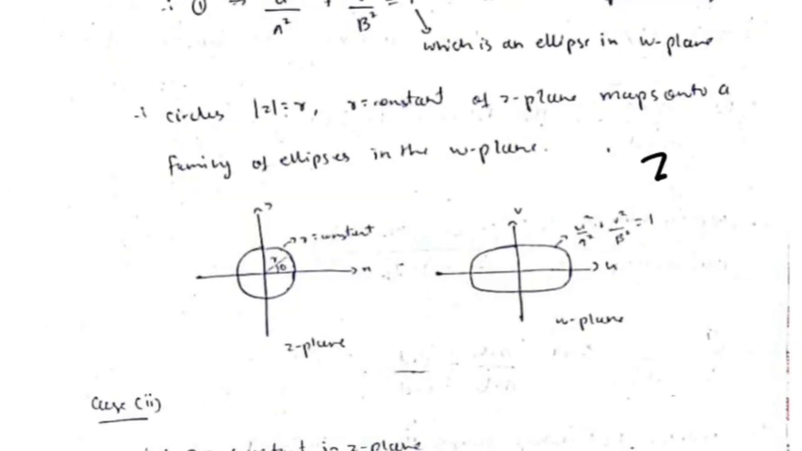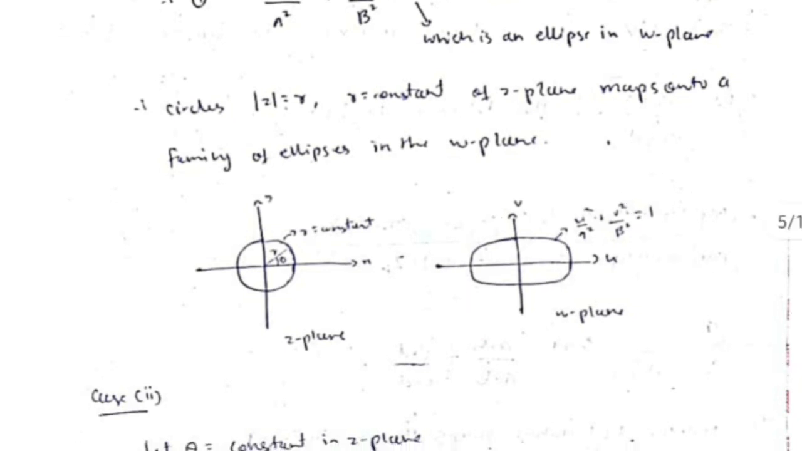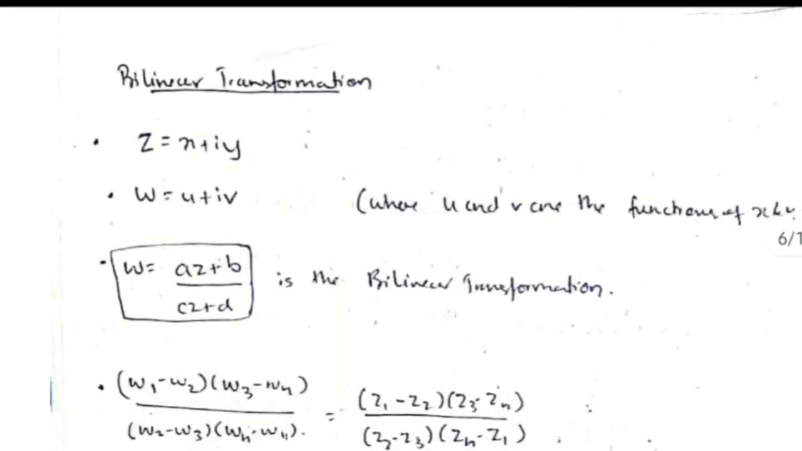So what you will have to do is substitute the value of z as x plus iy or r e power i theta, according to the given equation. Then after that, separate the real and imaginary parts, and then take one of the terms as constant and draw the graph, and take the other term as constant and draw the graph for that as well. So let's move on to the second part of the module, which is bilinear transformation.